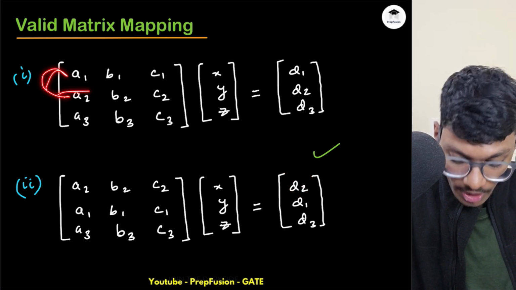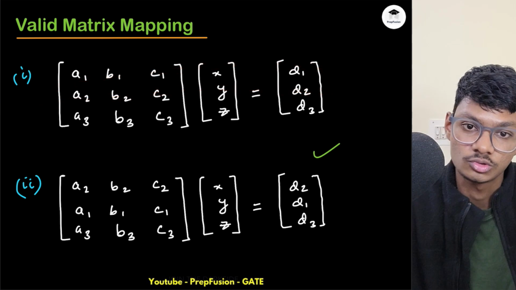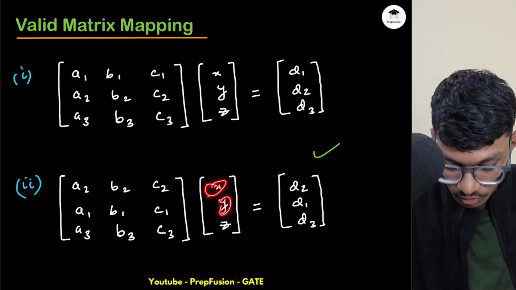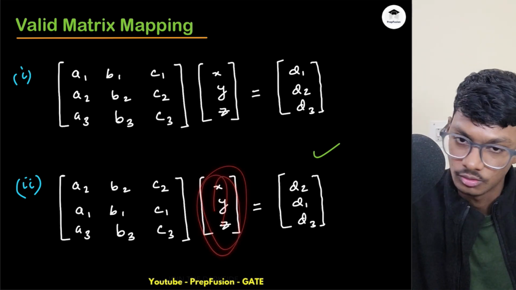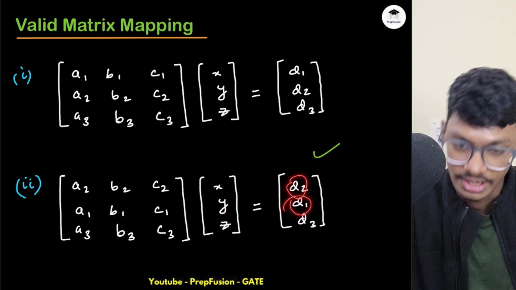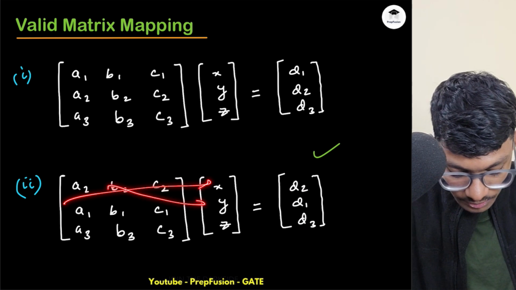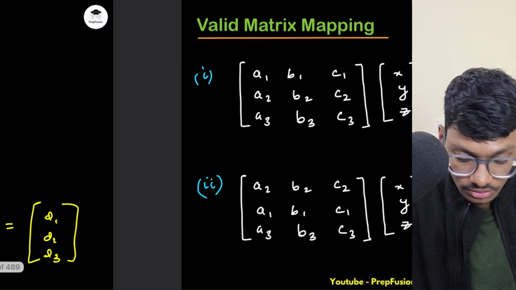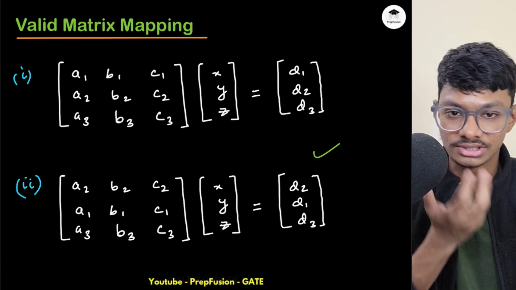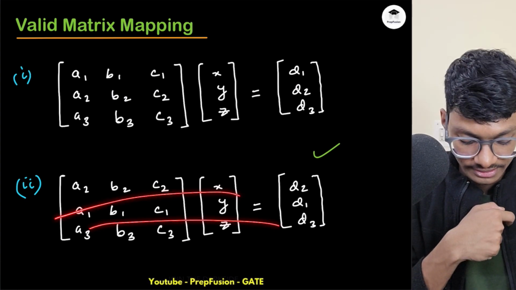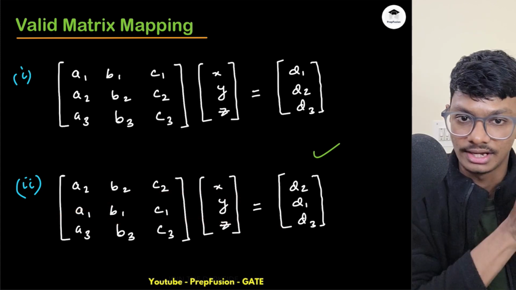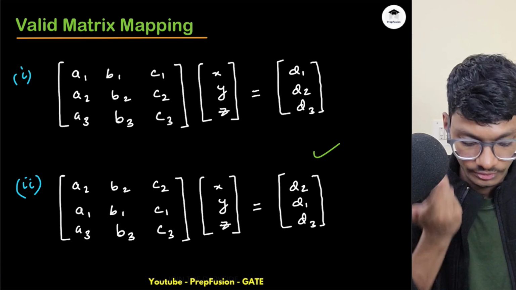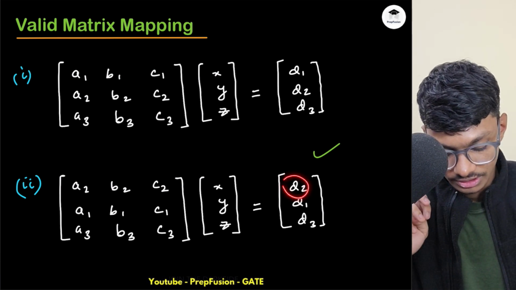So if I'm swapping these two rows, all of the elements have to swap. These two don't have to swap, but these have to swap, because a2x plus b2y plus c2z equals d2 is the actual equation. So in the end, how do we understand which is valid or not? When we equate the left hand side and right hand side, we should get these equations. That is how simply we get the valid matrix mapping. So yeah, these two you have to move.